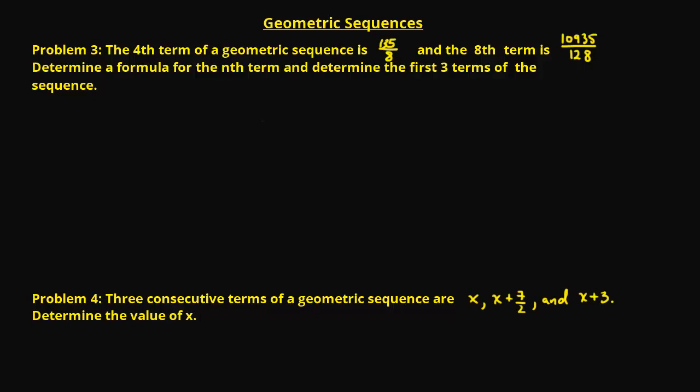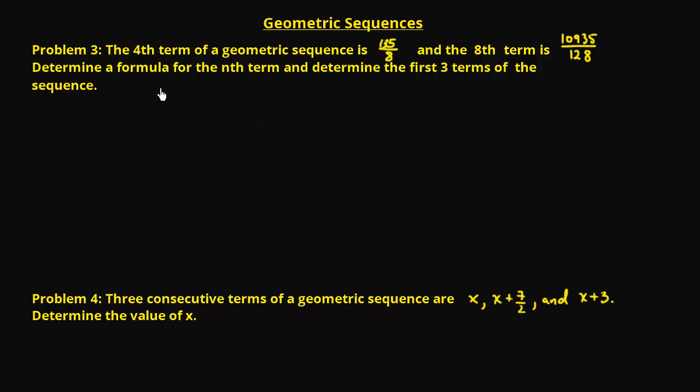Hi everyone, in this video we look at a problem where we're told the fourth term of the geometric sequence is 135 over 8 and the eighth term is 10,935 over 128, and it says to determine a formula for the nth term and to determine the first three terms of the sequence. So let's go ahead and try this problem.